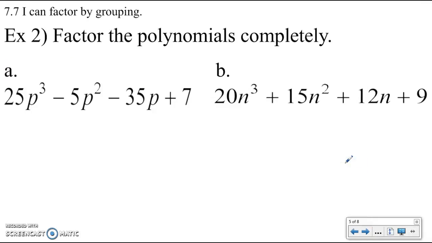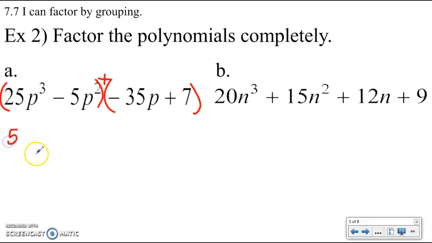Okay, so this one here is a little different because there's a minus sign in the middle, so we have to be careful with these signs. That negative does have to stay with that 35, so I just squeeze a plus sign in the middle if it makes it easier. So first group, what goes into 25 and 5?